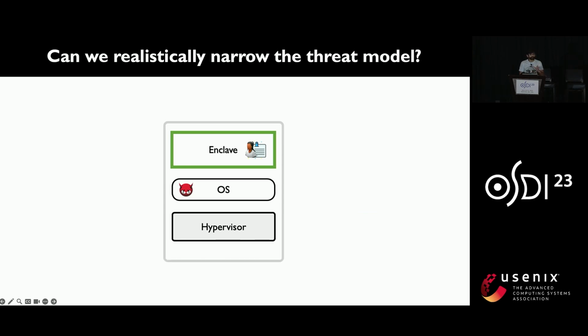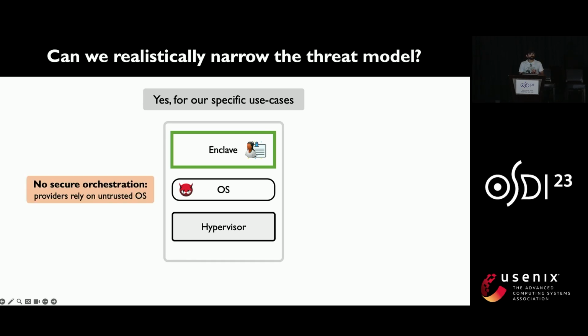The question we ask ourselves is, is it realistic if we narrow the threat model of SGX so that we can rely on the hypervisor for flexible extensions of features? We believe it is for our specific use cases. So the two use cases we care about, the first one is orchestration, which is a feature that the cloud provider needs. The cloud provider would have no problem in actually trusting the hypervisor because they control the hypervisor and to be able to implement orchestration features using the hypervisor.